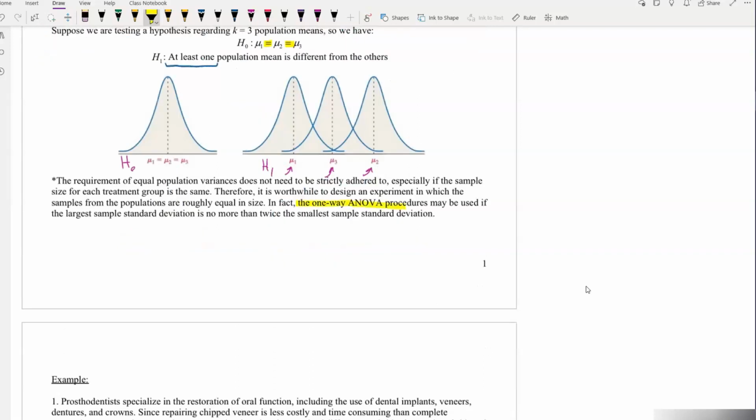Use this method, ANOVA, if the largest sample standard deviation is no more than twice the smallest sample standard deviation. So we have to find the standard deviation for each one of these populations. The largest standard deviation should be less than or equal to 2 times the smallest standard deviation. No more than means less than or equal to.